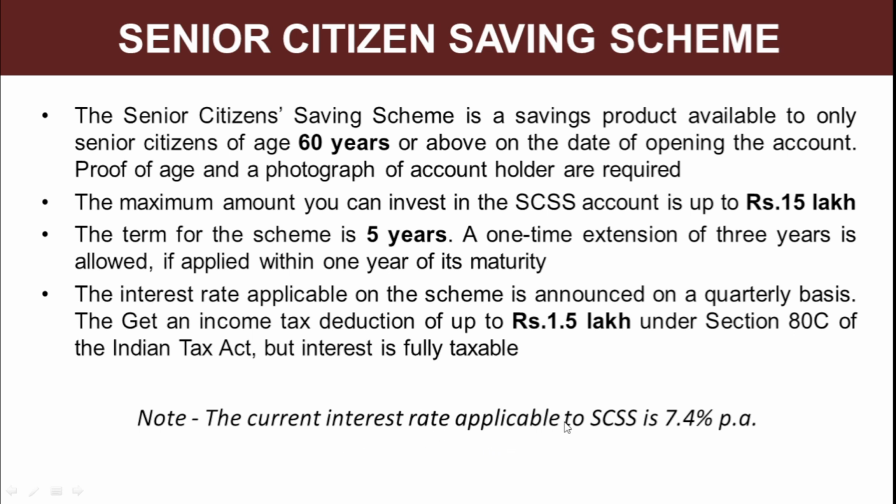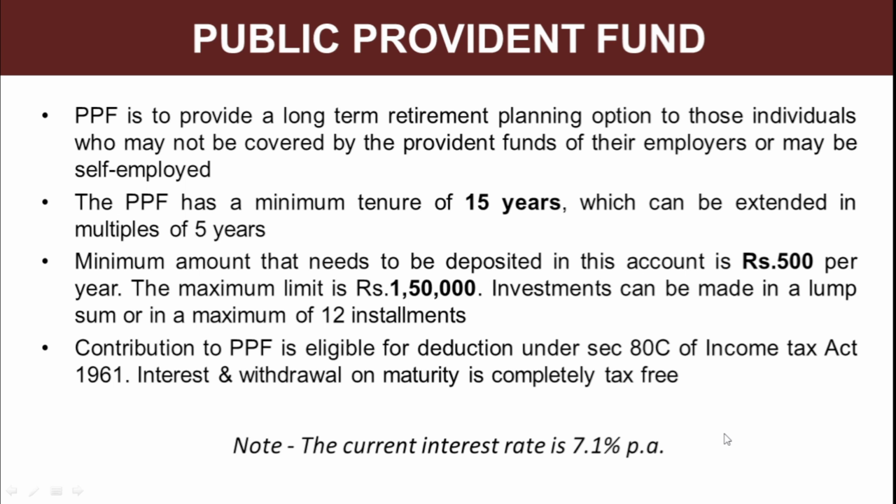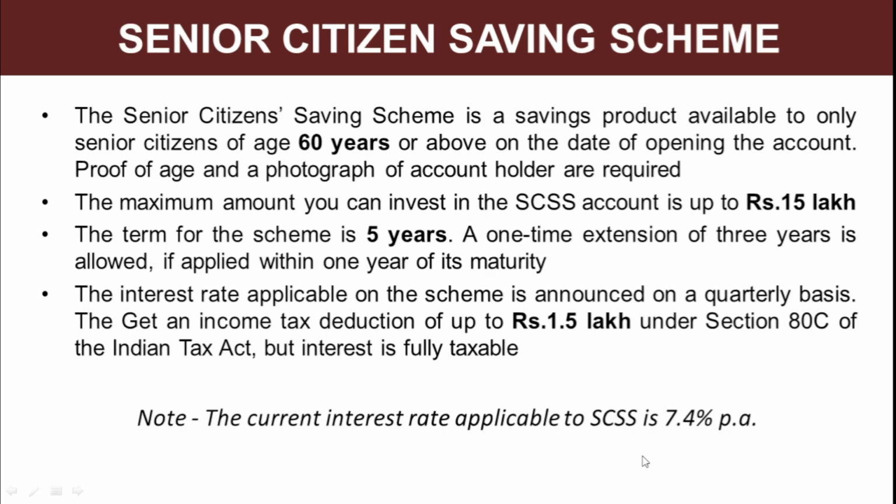So the current interest rate that is applicable to SCSS is 7.4% per annum. What we saw in Public Provident Fund, the current interest rate was 7.1% per annum, and here it is 7.4% per annum. So it is slightly higher as compared to Provident Fund.